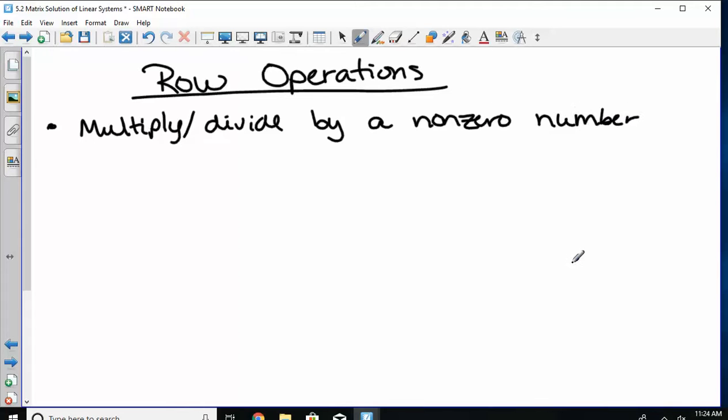By a non-zero. Just like when we did substitution or elimination, if you were going to eliminate, sometimes you would have to take the whole equation times the 3 over 4. So that's still legal. You can multiply by anything other than 0.